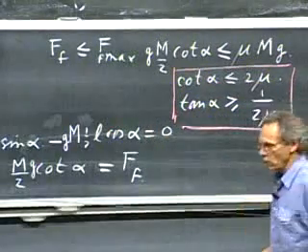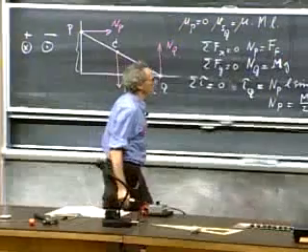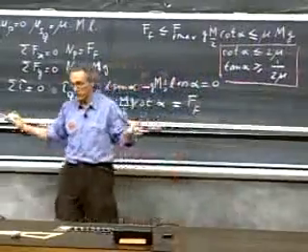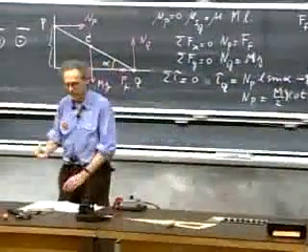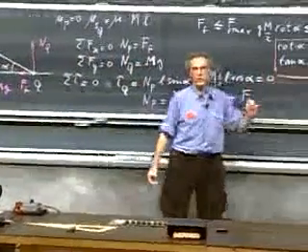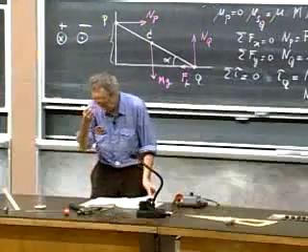When you look at this result, it tells you that the larger mu is, the smaller that angle. And that's very pleasing. That's exactly what you expect. And if mu is very low, then the situation is very unstable. Then it will slide at almost any angle.